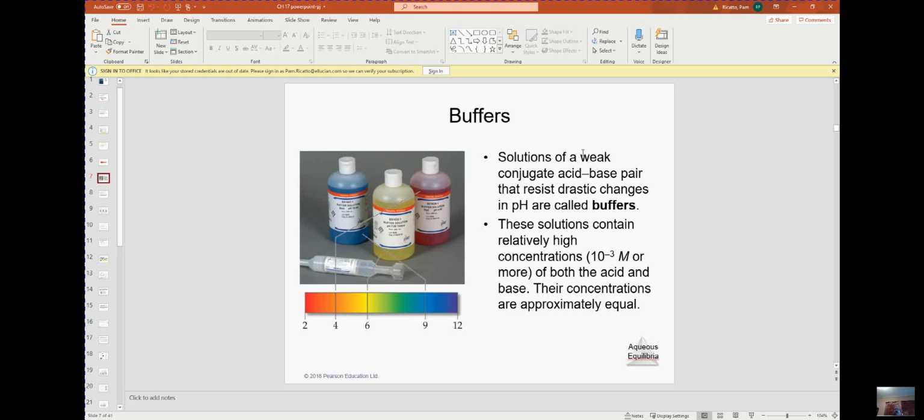Okay? So here's some examples. Solutions of a weak conjugate acid-base pair that resist drastic changes in pH are called buffers. These solutions contain relatively high concentrations, 10 to the minus 3 molar or more, of both the acid and the base. Their concentrations are put into the solution in approximately equal amounts. Okay, so you can buy them, right, from the chemical supplier.